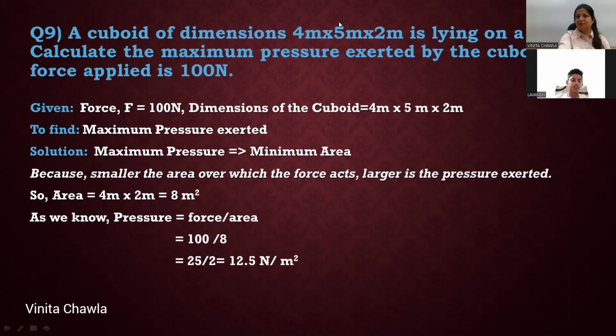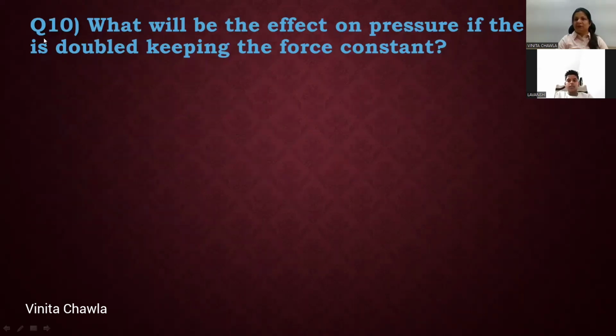Please read the question. What will be the effect on pressure if the area is doubled, keeping the force constant? Area is doubled and we are keeping the force constant. So we have kept the force constant and we have increased the area, right? So what will be the effect on pressure? When area is increased, then pressure will decrease.